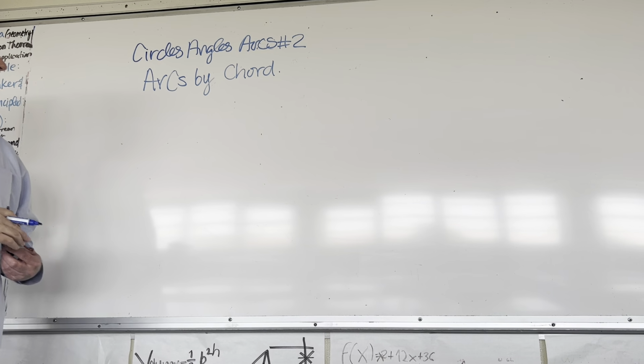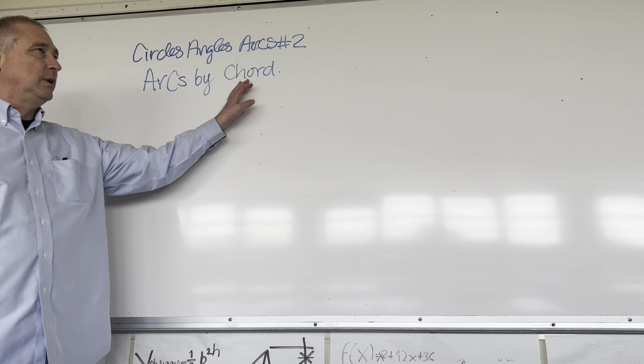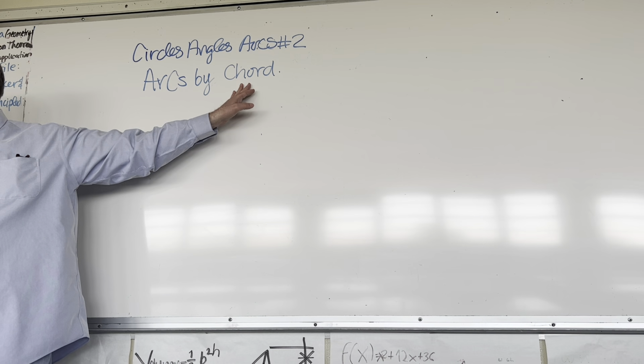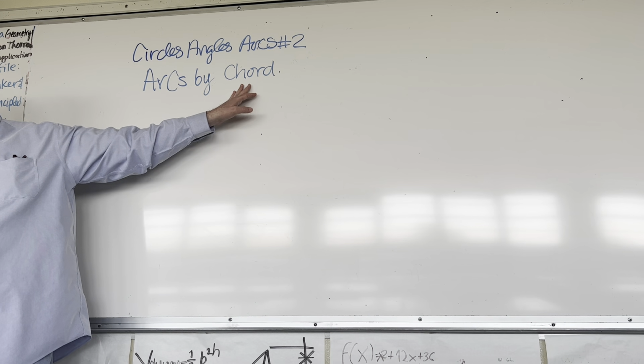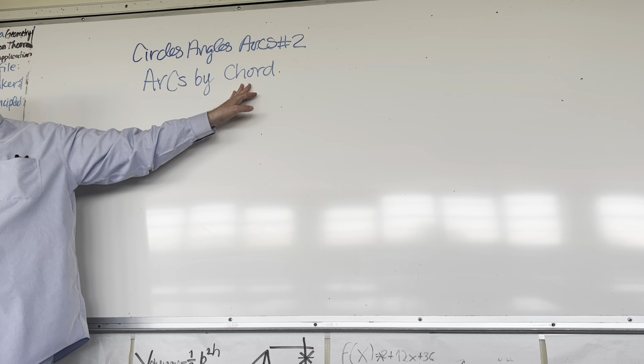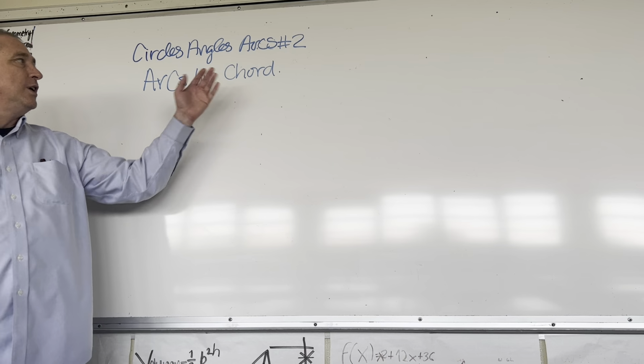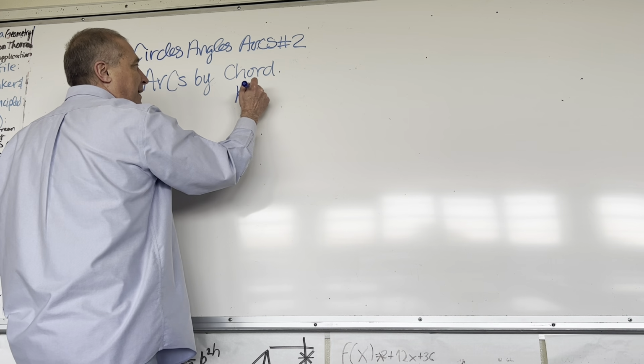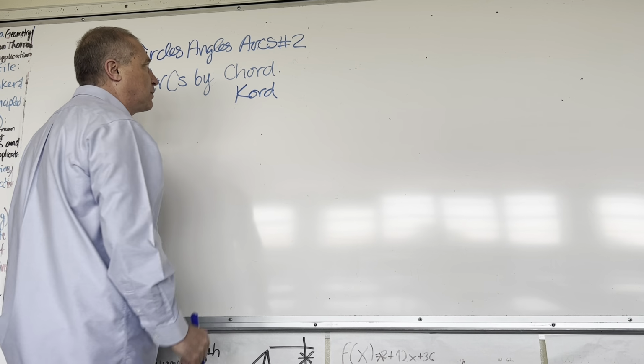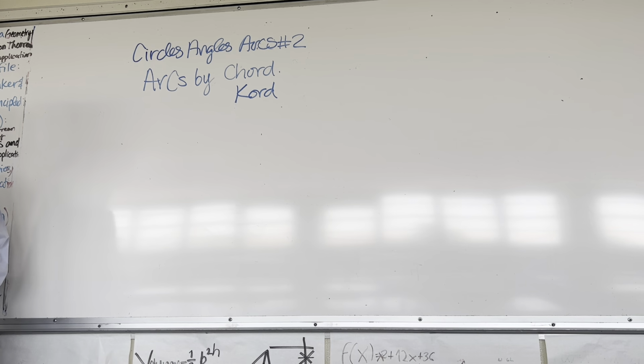All right, what is a chord? Otherwise spelled, look at how it's spelled. If I didn't know it was chord, how would I pronounce it? I'd say chord. Are you with me? It's actually pronounced chord with a K, K-O-R-D, right? That's how it's pronounced. But if I didn't know, I would say chord. So this is arcs by chord.